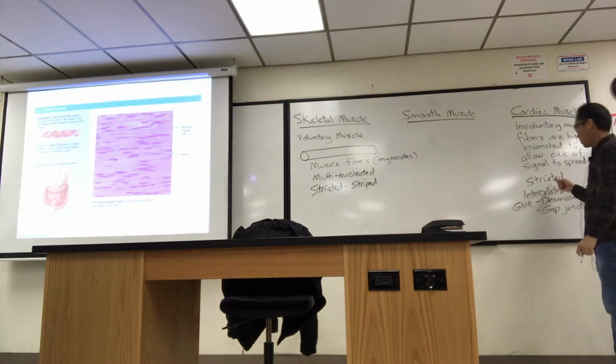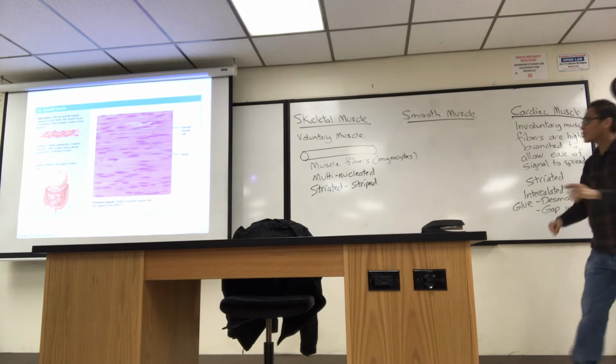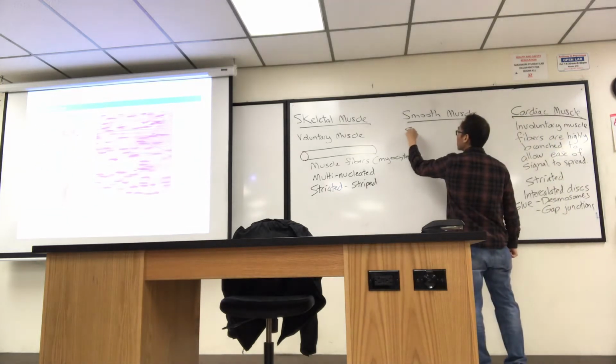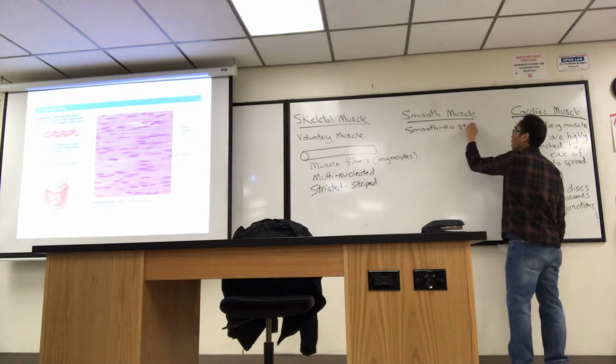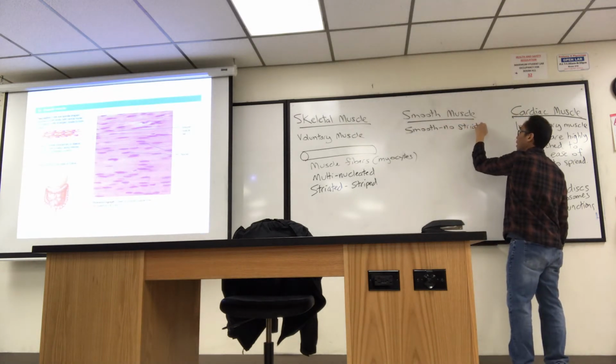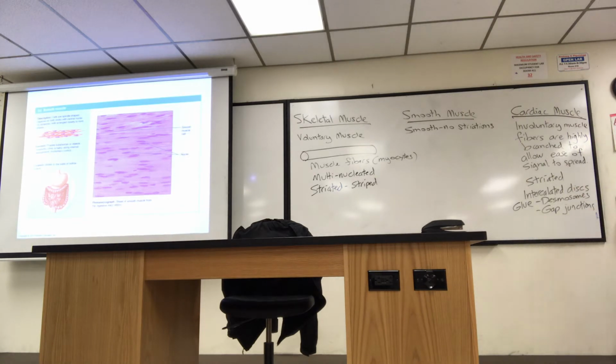So if straight, it means striped. Smooth is, well, there are no stripes. It's smooth in appearance. There's no striations. It's smooth looking, no striations.